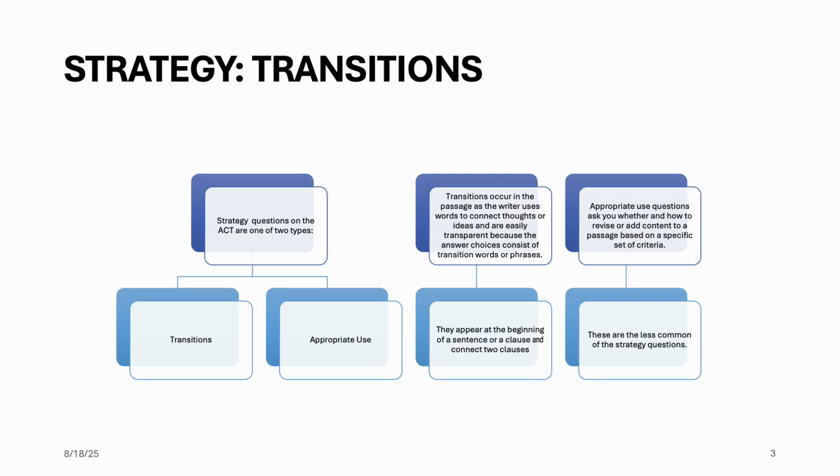Transitions. Strategy questions on the ACT are one of two types: transition and appropriate use. Transitions occur in the passage as the writer uses words to connect thoughts and ideas and are easily transparent because the answer choices consist of transition words or phrases. They appear at the beginning of a sentence or a clause and connect two clauses. Appropriate use questions ask whether and how to revise or add content to a passage based on a specific set of criteria. These are the less common of the strategy questions.